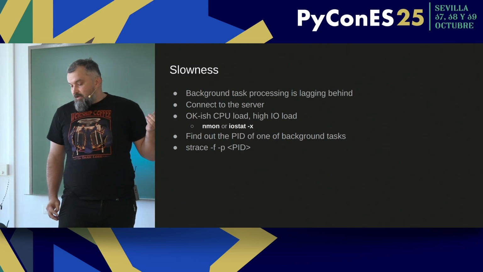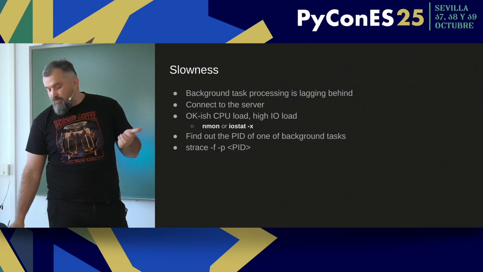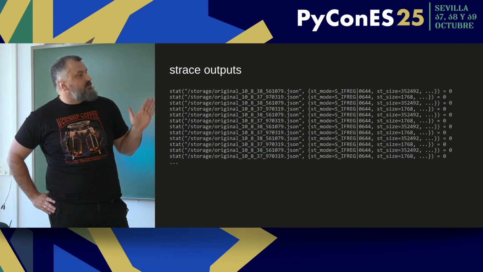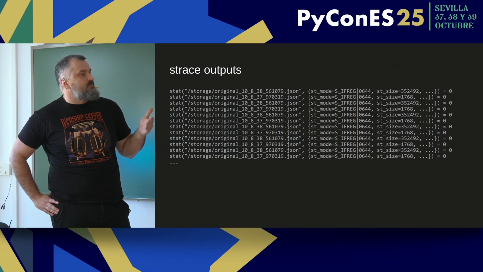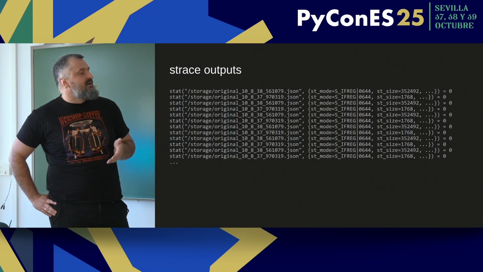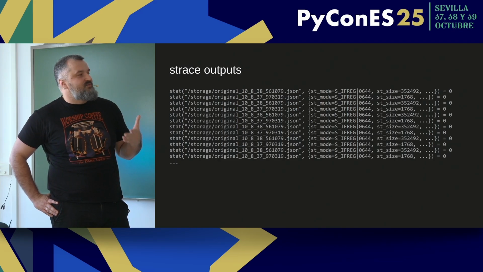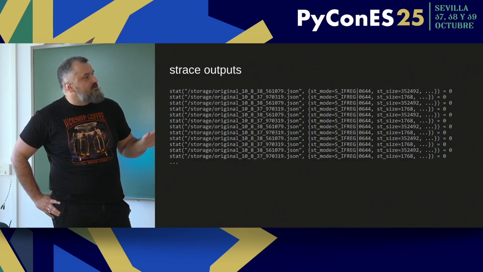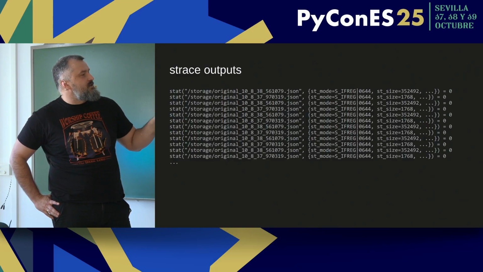So we found the process IDs of some background tasks and attached to them. What they were doing was the stat system call, which retrieves the file size of a file, and is typically also used to check if the file exists. And the files were JSON files in a specific /storage folder.